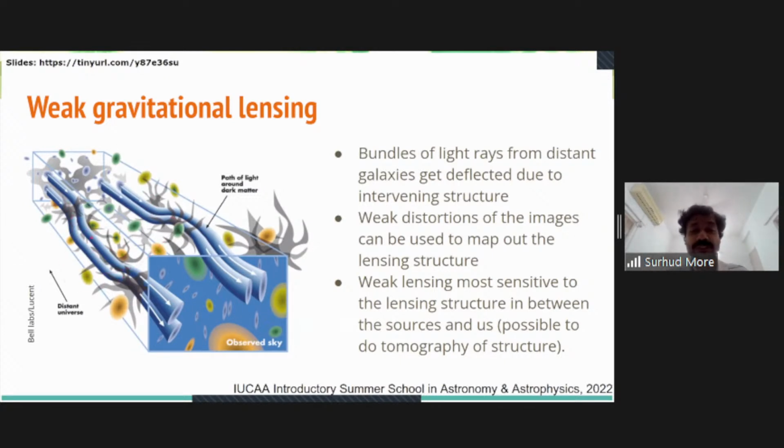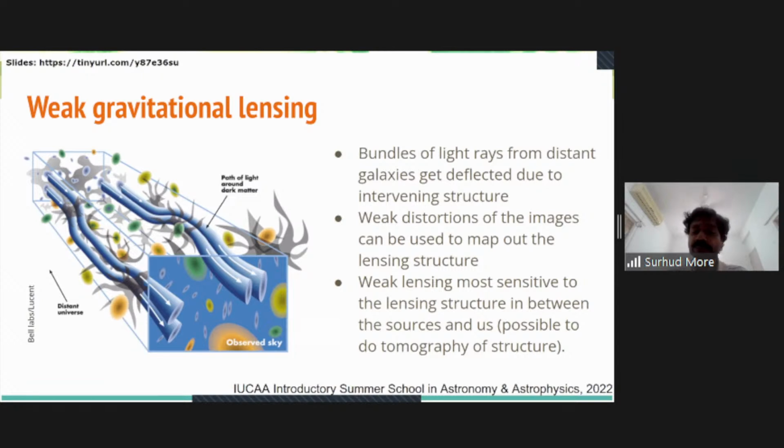Now, lensing is most sensitive to the structure which is roughly halfway in between us and the source. So when these galaxies get lensed, it will most likely be due to lenses which are roughly halfway in between. That is where lensing is most efficient.